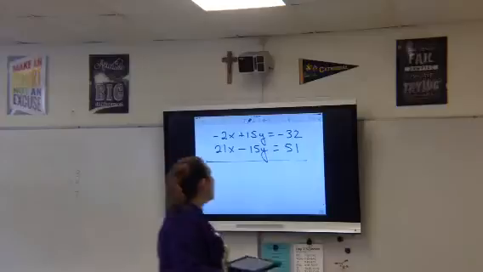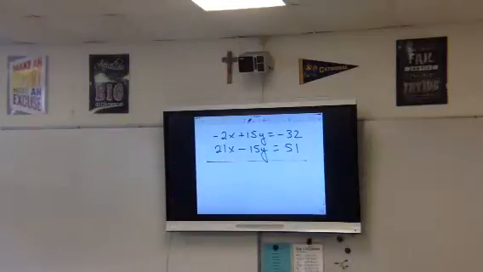Okay? Alright, so now what's going to cancel out here? The 15s are going to go. So now we have negative 2x plus 21x. What do we get there? 19, right? 21 minus 2 is 19. So 19x equals, all right, we've got a negative 32 and a positive 51.